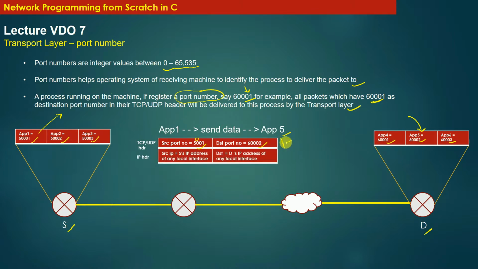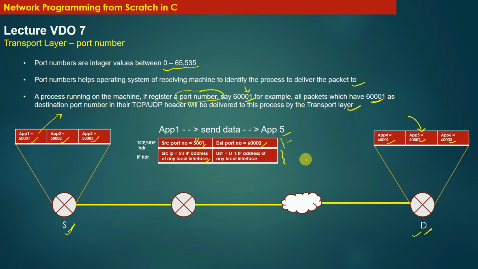In the IP header, application 1 has to specify the IP address of machine S, which could be the IP address of any local interface, but again it's good practice to specify the IP address of a loopback interface of machine S. And app 1 also has to specify the IP address of the destination machine. So this completes the IP header.